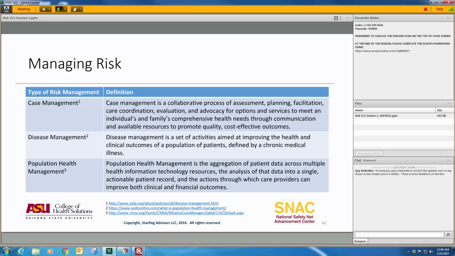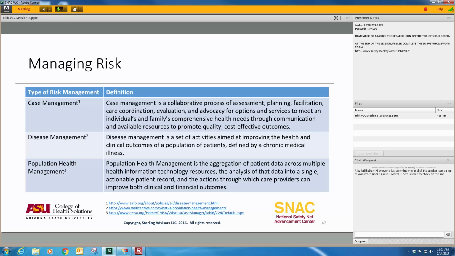But case management is usually triggered by an event. So you case manage a COPD hospitalization, or you case manage the contracting of a certain communicable disease, and you'll have a set of pathways that the patient will go down once that triggering event has occurred. Disease management, on the other hand, is the set of activities aimed at improving the health and clinical outcomes of a population of patients defined by a chronic medical illness. So a little less episodic and really more based on the state of or the presence of a certain disease. So a diabetes disease management program will be a set of evidence-based pathways and tools that are triggered by the patient having a certain disease.